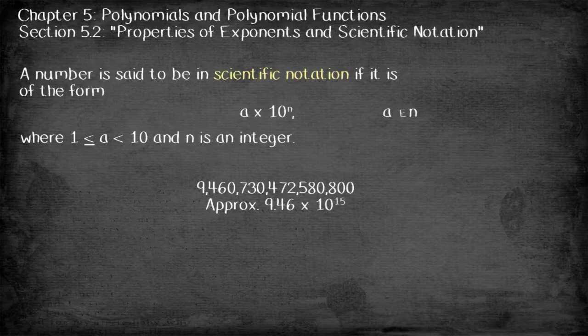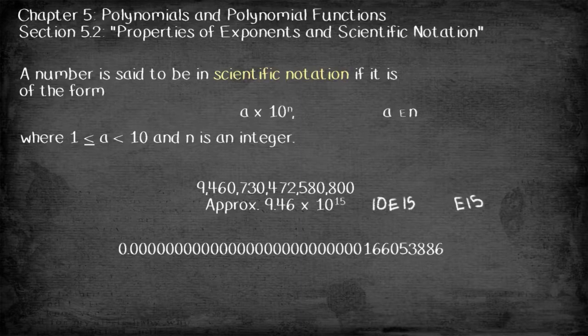So instead of that entire number, we would say something like approximately 9.46 times 10 to the 15 power. Or perhaps on your calculator, you would see it as 10e15, or sometimes even just e15. And for another example, the other extreme, this is 1 atomic mass unit in terms of kilograms. You can take this to be the mass of hydrogen, for example. So 1 atomic mass unit in kilograms is really 1.66 times 10 to the negative 27, which takes up a whole lot less space.